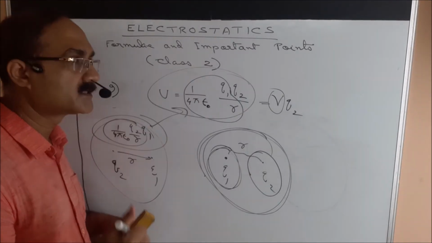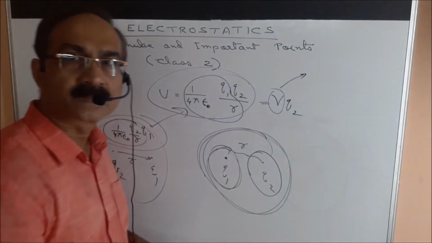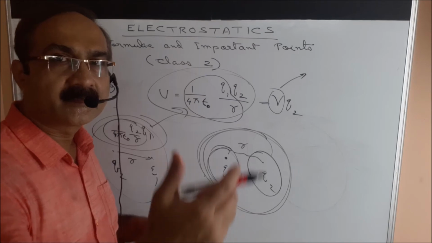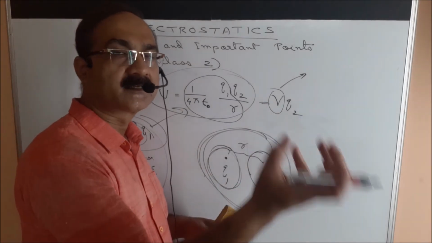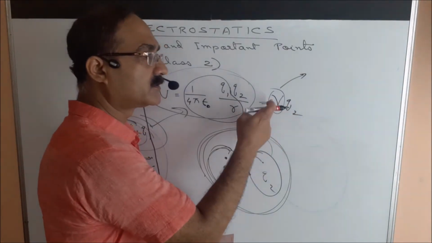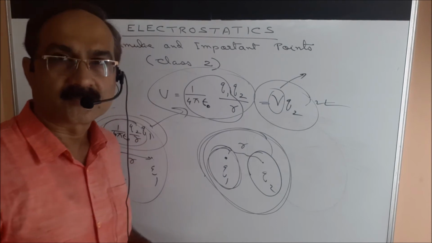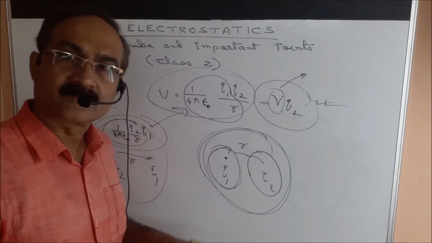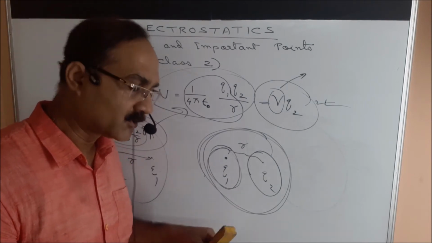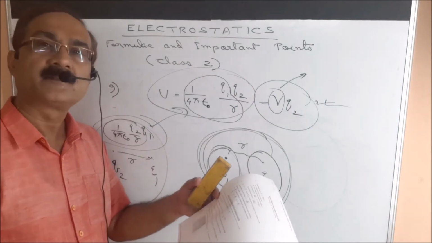Clear? In some situations, when we know the potential at a particular point, and we have to find the potential energy of another charge at that point, we simply multiply that charge with the potential, and we get the potential energy of that charge. Clear? Okay.